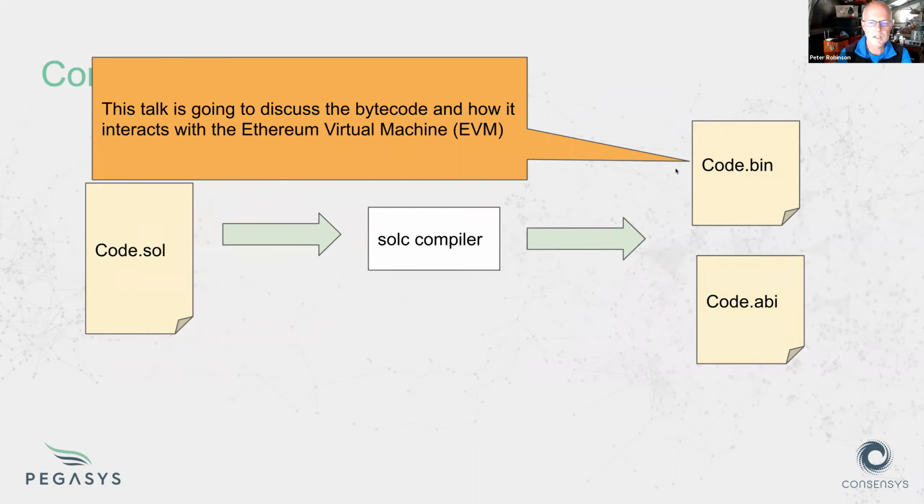So in this talk, we're going to focus on that bytecode in that code.bin. So that's the code that gets executed by the EVM.